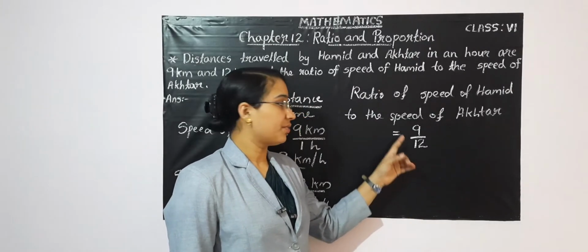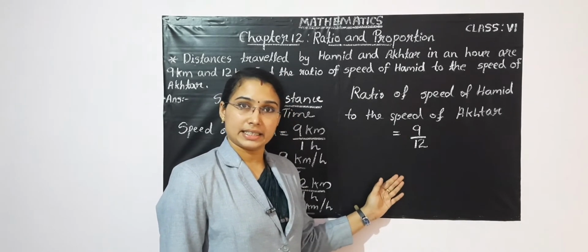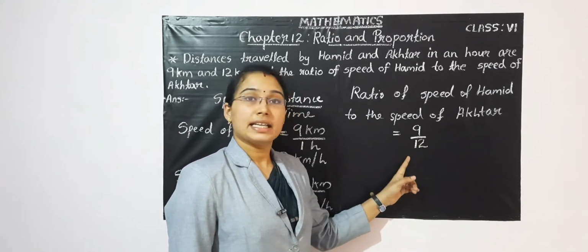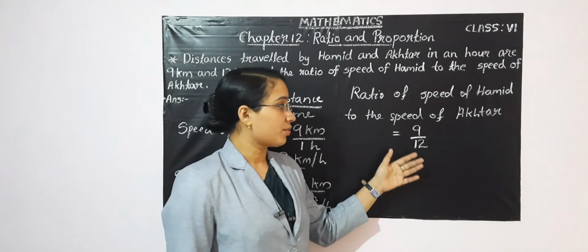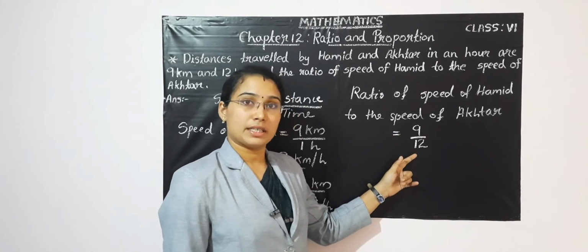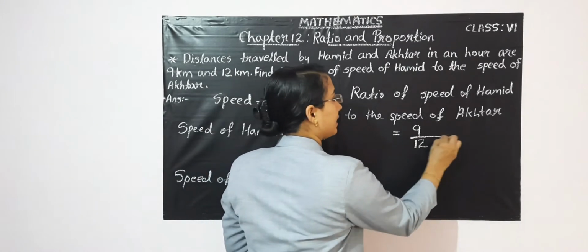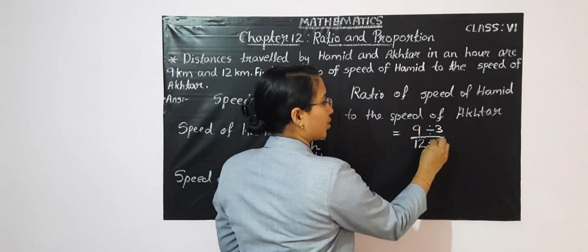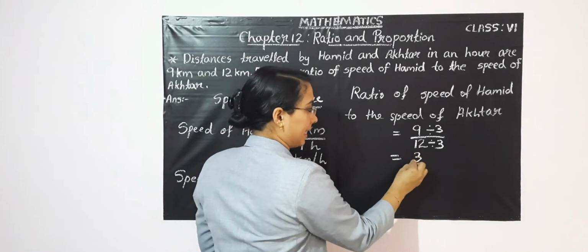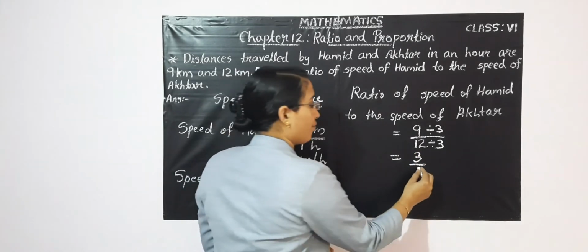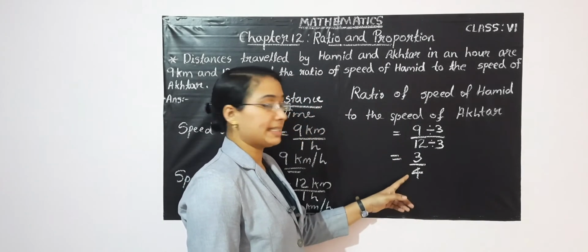Next, you need to check whether the fraction is in simplest form or not. If it is in simplest form, directly you can write the ratio. Otherwise, make it simplest form. Here 9 by 12 is not in simplest form. So we can divide numerator and denominator by the HCF and make it simplest form. Here 9 divided by 3 and 12 divided by 3. Then we get 9 divided by 3 is 3 and 12 divided by 3 is 4. So now the answer is 3 by 4 and now it is in simplest form.